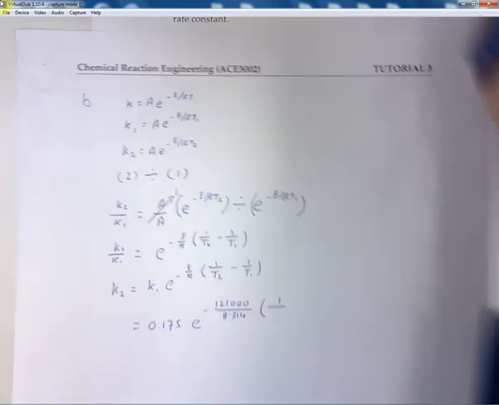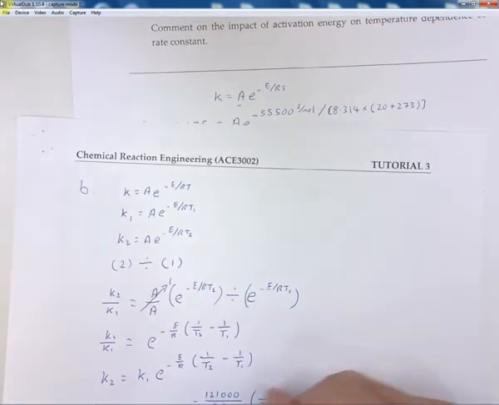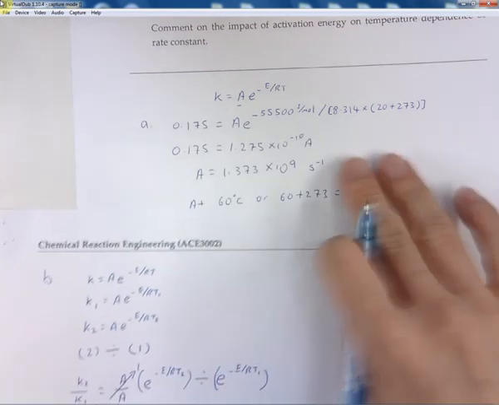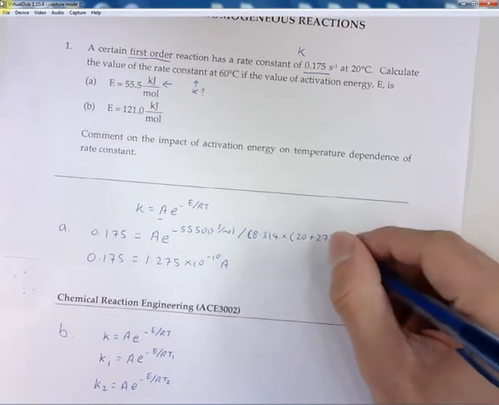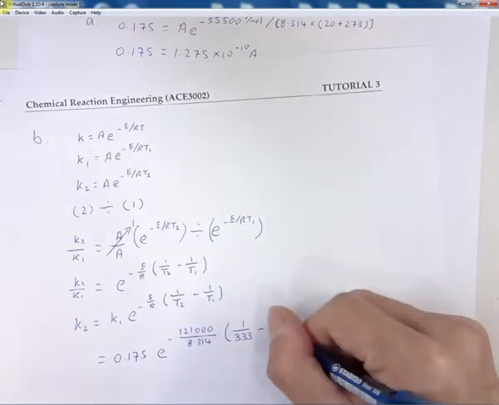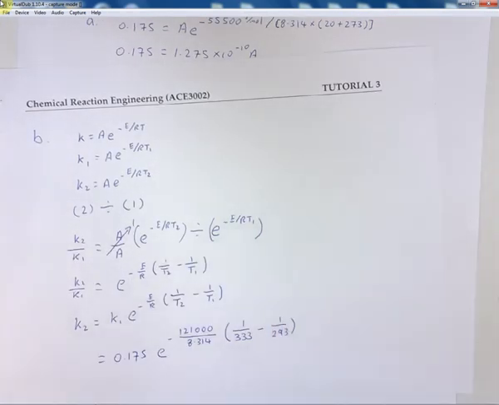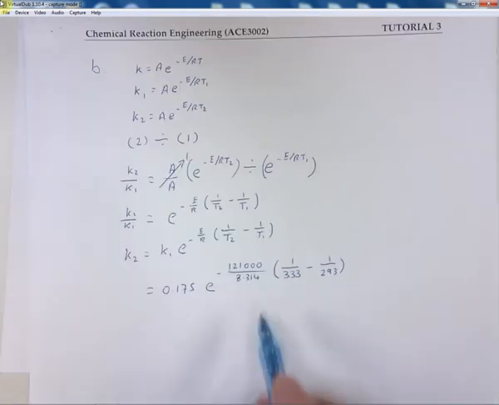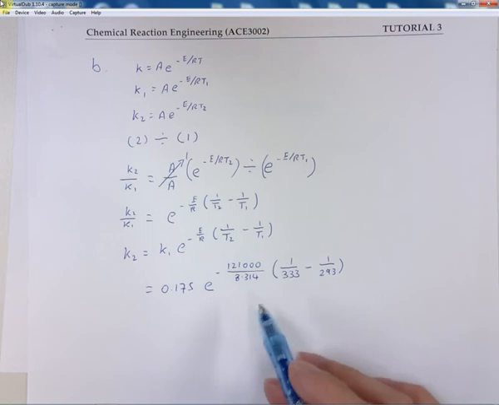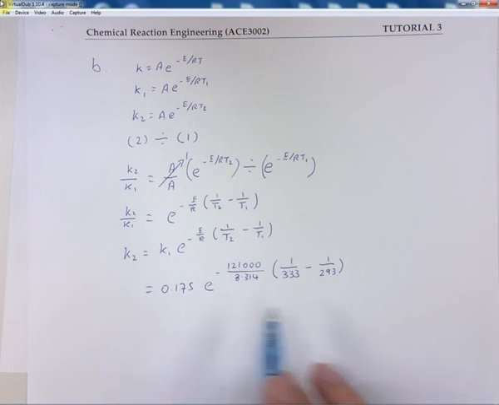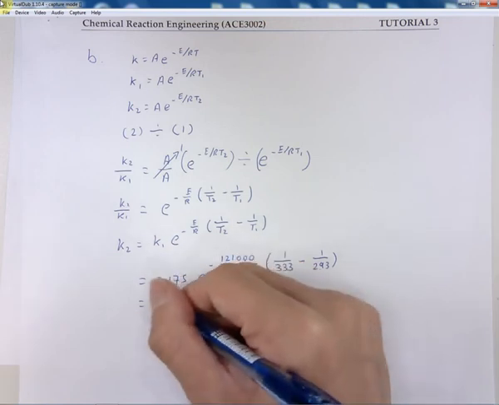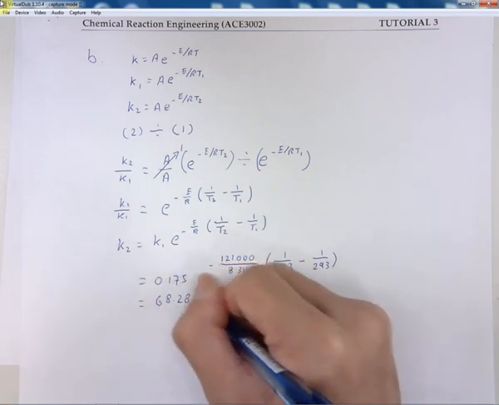And the two temperatures we are working at are T2 = 333 K and T1, which is 20 plus 273, so you get 293 K. From here, all we need to do is use our calculator and solve this whole complicated equation, but essentially they are all numerical. So if you solve, you should get the value of 68.28 per second.